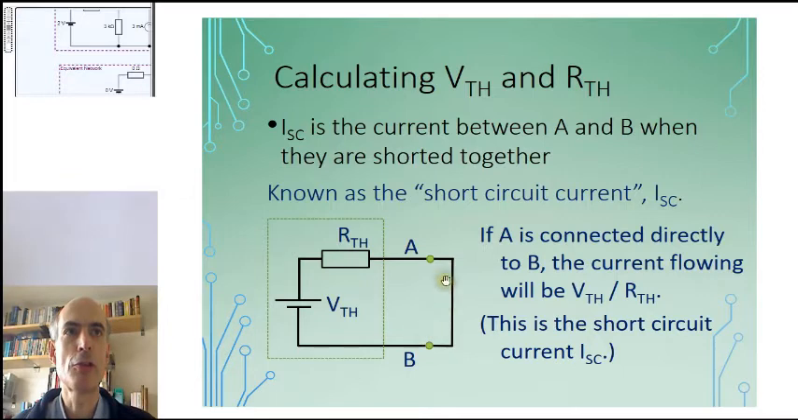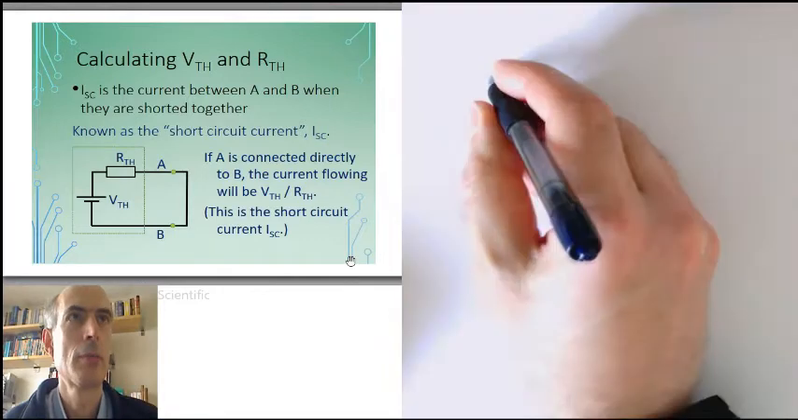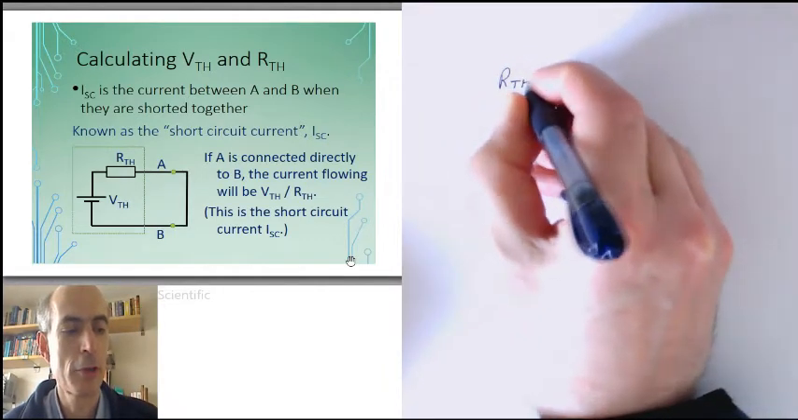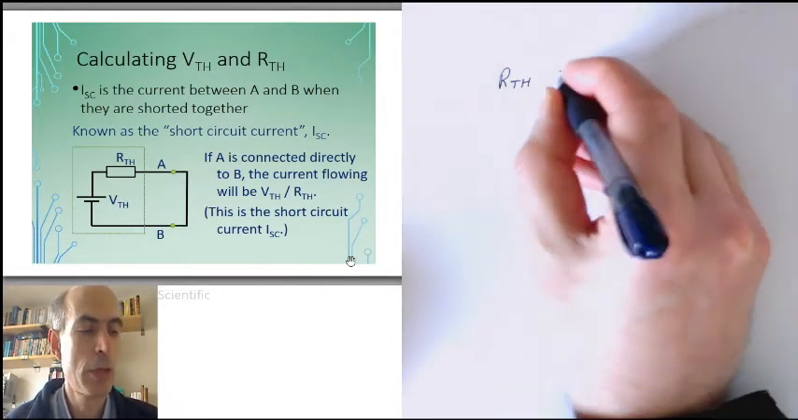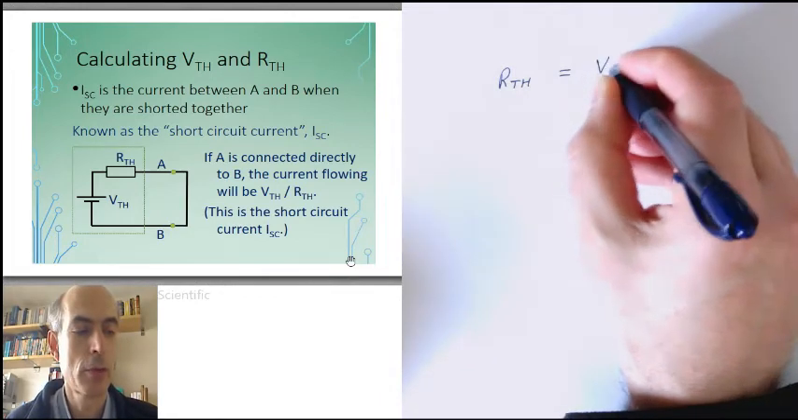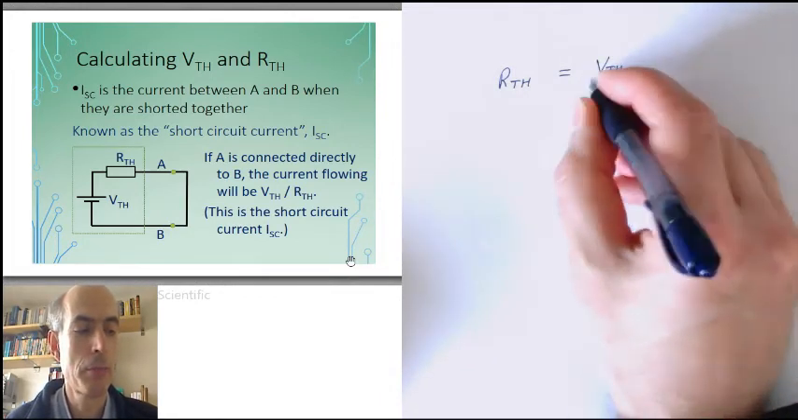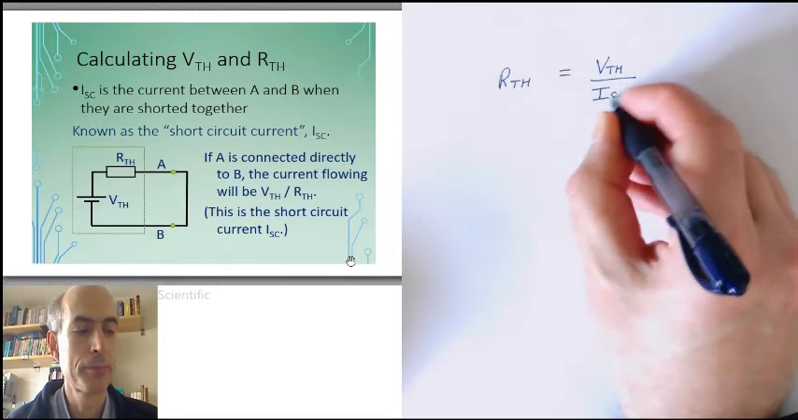And we could measure this for our real network as well, the current flowing between the two terminals when they are connected directly together. Since we already know VTH, and we know that the short circuit current is VTH divided by RTH, we can work out RTH. RTH, the Thevenin equivalent resistance, would just be equal to the Thevenin equivalent voltage divided by the short circuit current.